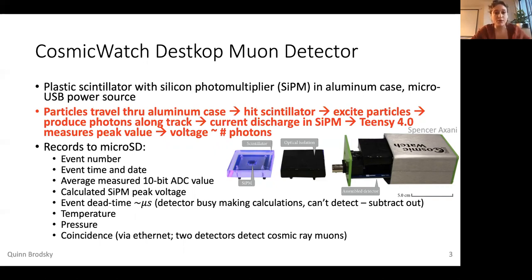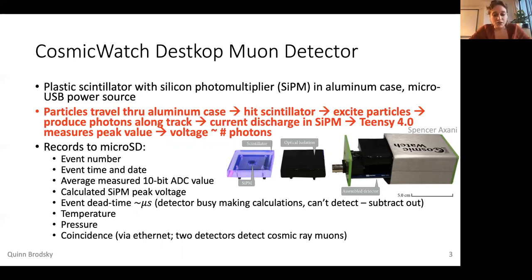And this process produces a current discharge in the SiPM. And a microcontroller, a Teensy 4.0, can convert that current to a corresponding voltage. And that itself is going to be proportional to the number of photons which triggered the event, or which were discharged in the SiPM, which in turn is proportional to the number of muons that created the discharge. Various bits of information are stored in a micro SD, such as the temperature, the timestamp, voltage, or pressure, and other things.